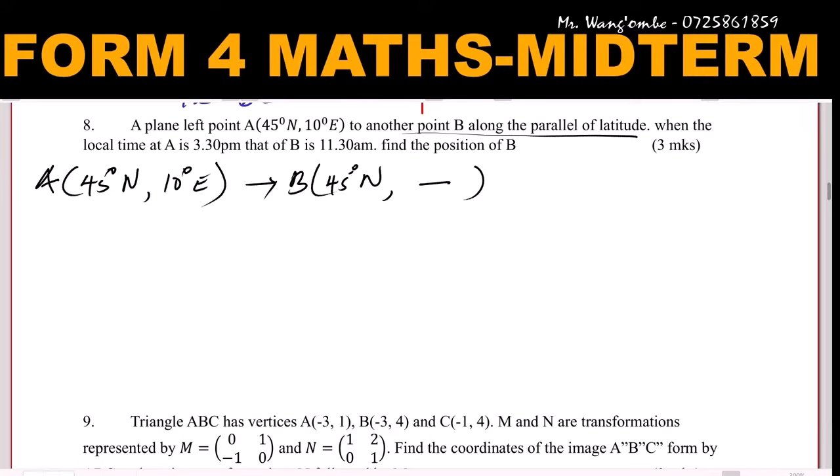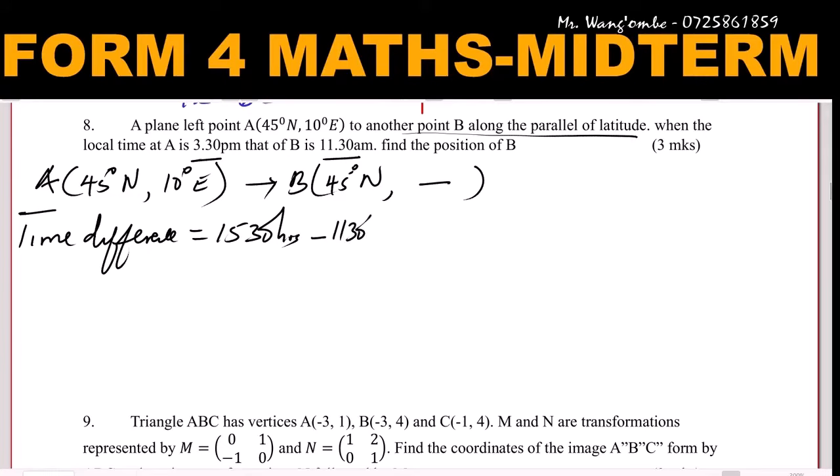You can see when the local time at A is 3:30 p.m., B is 11:30 a.m. So that time difference is going to help us to calculate the longitude difference. So let's get the time difference. 3:30 p.m. is the same as 15:30 hours, 24-hour clock system. Then you subtract 11:30 a.m., that is 11:30 hours. So the time difference between the two is exactly 4 hours.